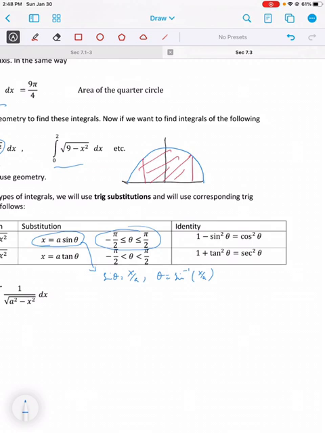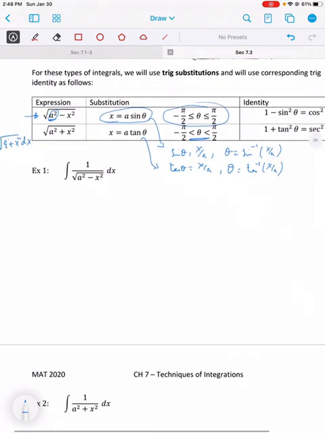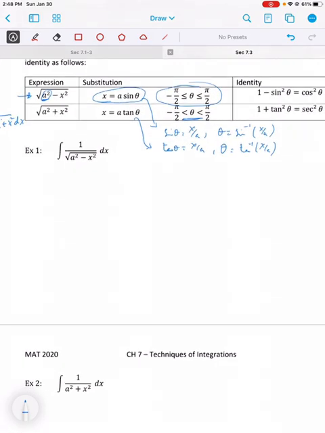Note here, in the case of the tangent substitution, we don't have the equal sign in the interval, and the reason is that negative pi over 2 and pi over 2 are vertical asymptotes of tangent theta. And from here you can see that tangent of theta is equal to x over a, so theta will be equal to tangent inverse of x over a. So these are the values that we will need when we solve these integrals.